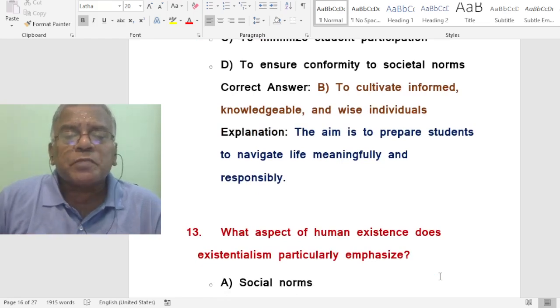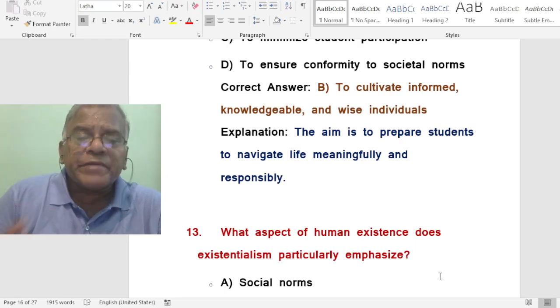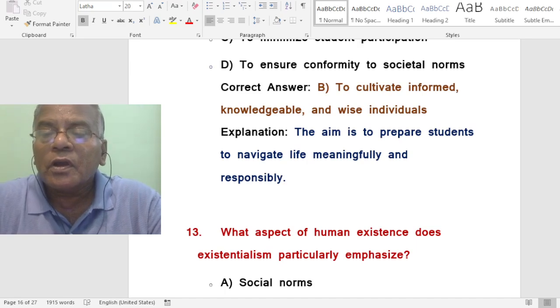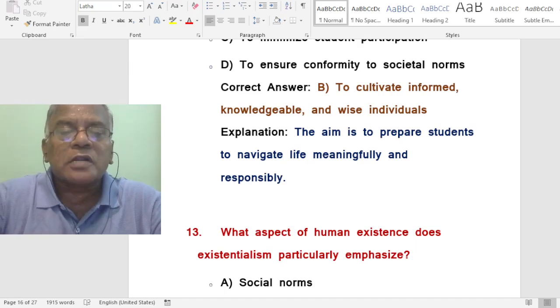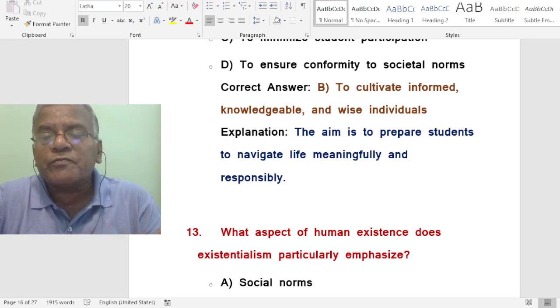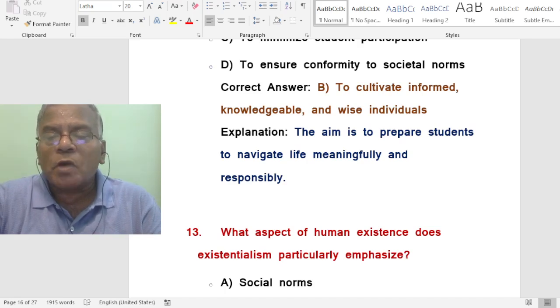So the aim is to prepare students to navigate life meaningfully and responsibly. The aim is to prepare students to see life meaningfully and responsibly.